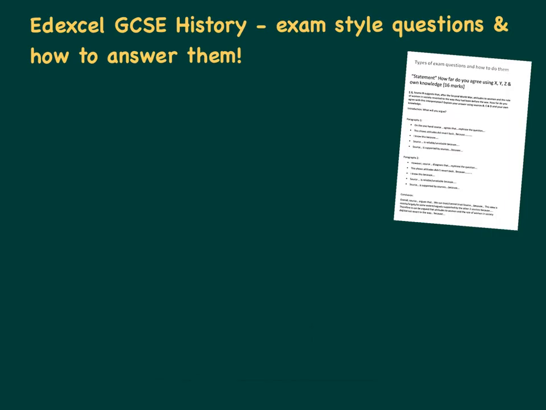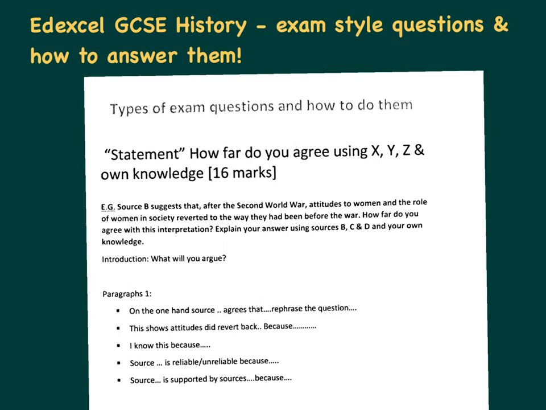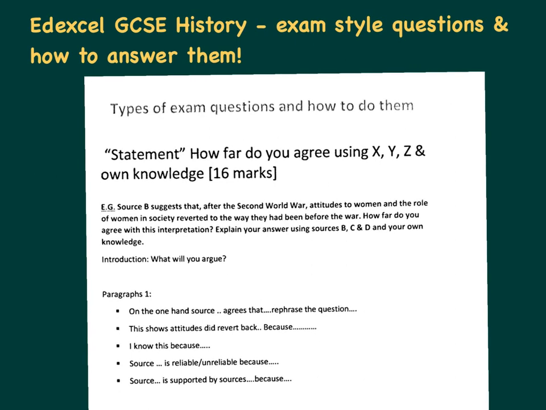Finally, we'll look at the 16 marker, or actually what is a 19 mark question on this paper. So you also get 3 marks for spelling, punctuation and grammar on this very last question, question 5. So it's worth having a check through. What you'll be faced with is a question where there'll be a statement in quote marks, and it will say, how far do you agree using sources X, Y, Z and your own knowledge for 16 marks.